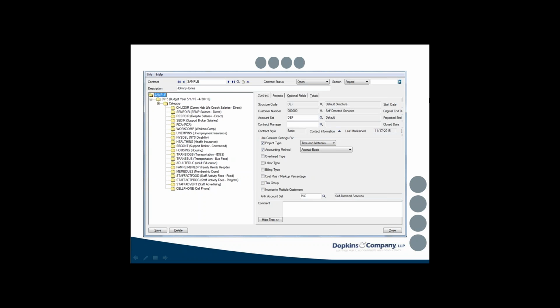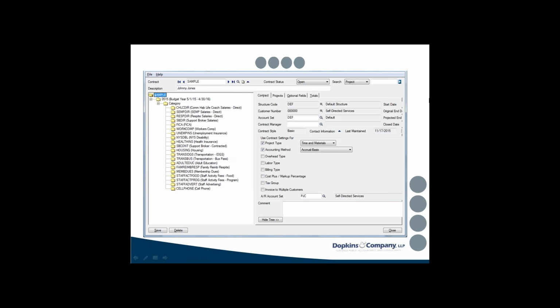There's also transportation IDGS. There's housing, health insurance, a whole bunch of, you know, cell phone costs, whatever you carry as a service to provide for Johnny Jones's self-directed services. Now, each one of those categories could either go to its own general ledger account from an accounting perspective, or you could lump them together.